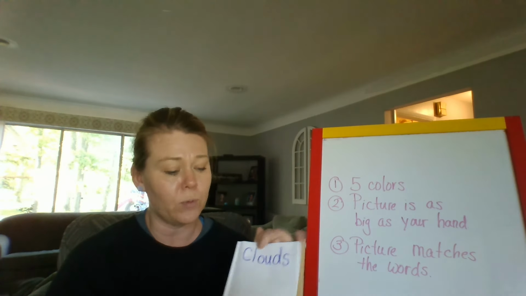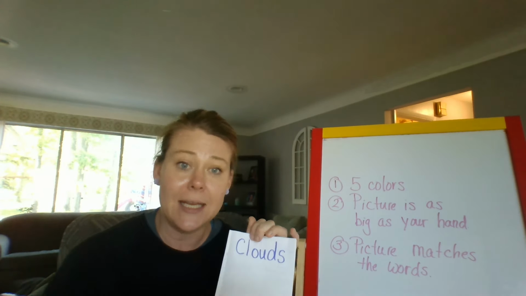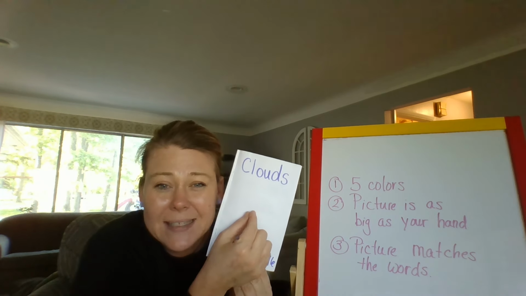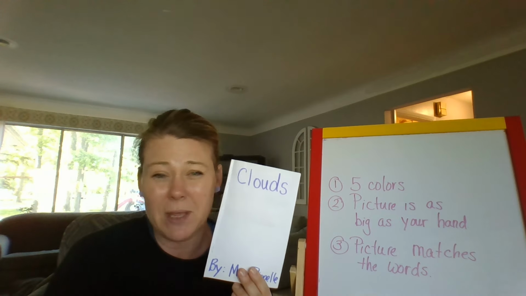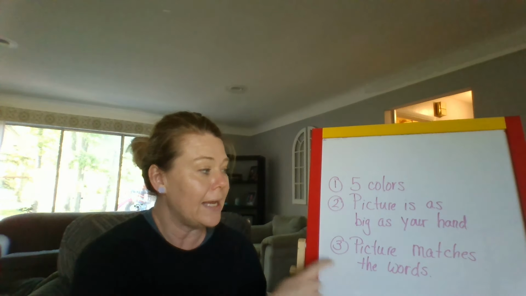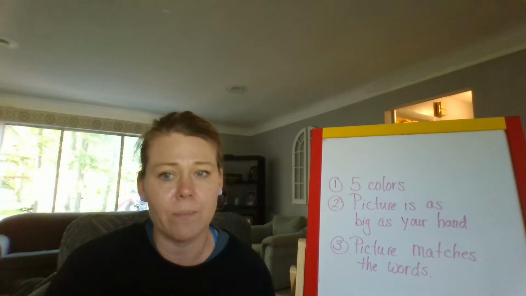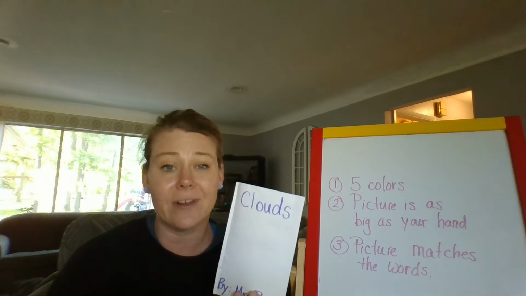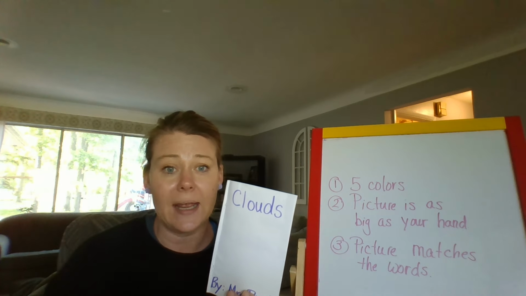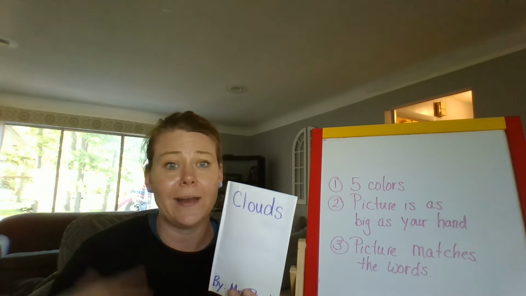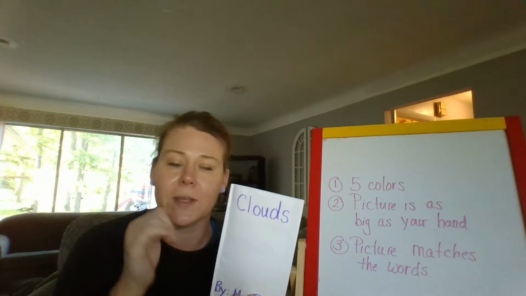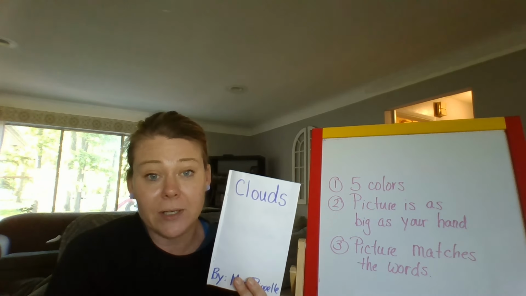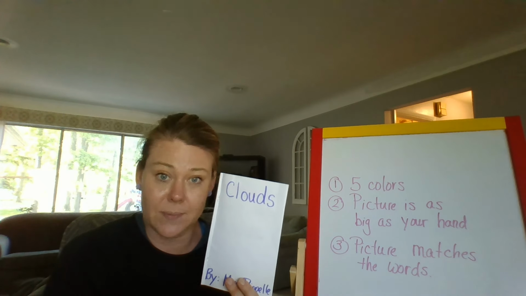Make sure the picture is as big as your hand. So after you draw it, when you put your hand up, whoever is reading should see your picture underneath your hand. You don't want a tiny little picture because that doesn't make your book very interesting. And the last thing is we have to make sure that our picture matches our words. So if I'm talking about clouds, I should always have clouds in my picture. I shouldn't have a superhero or a dog unless the dog is with the cloud. The picture should match the words.